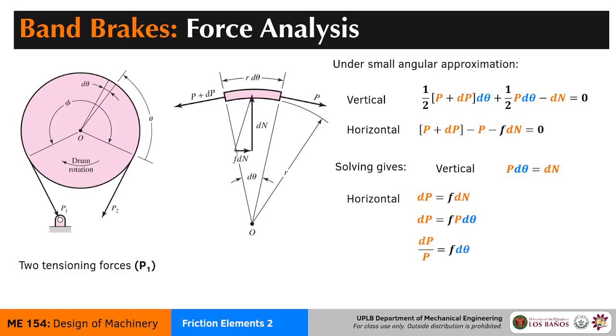So we have the differential of the load over the load itself is equal to the friction factor times the differential of the angle. If you integrate this, you will get the familiar equation from, I believe, NSI 11. So this is the logarithm of the two forces, P1 and P2, is equal to the friction factor times the contact angle phi.